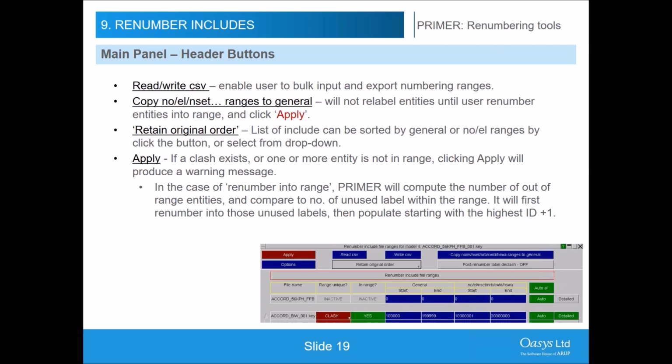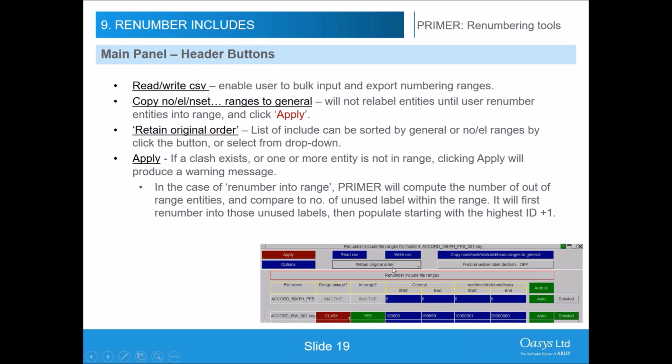So that's useful to have. And you've also got the copy, the node, element, range, etc. to the general. So that just duplicates the big numbers to the general number. And there's also a sort button you can do as well.